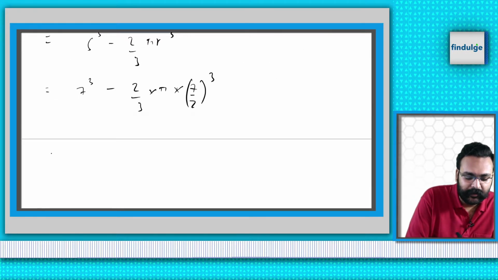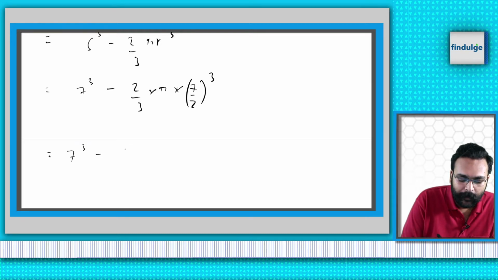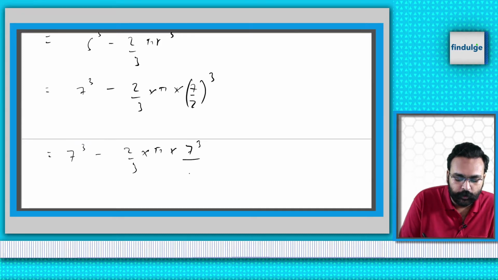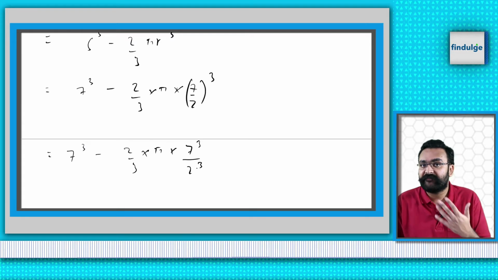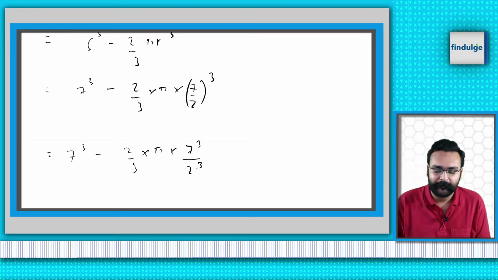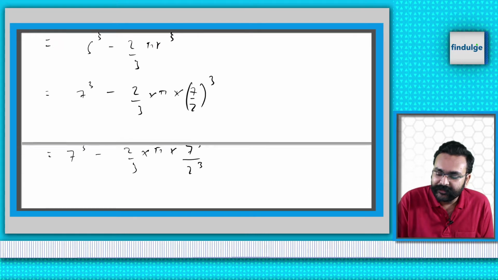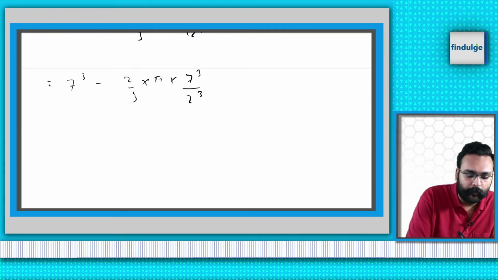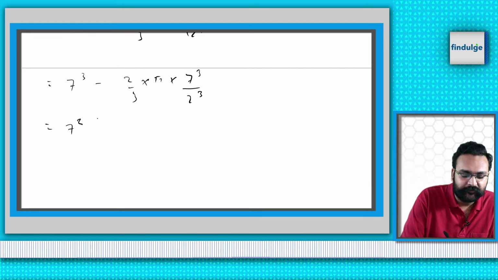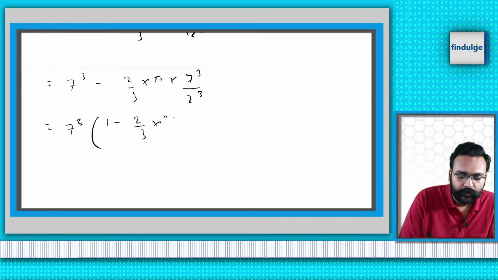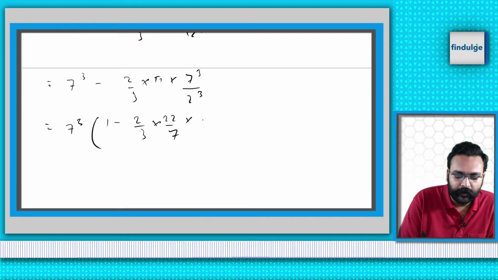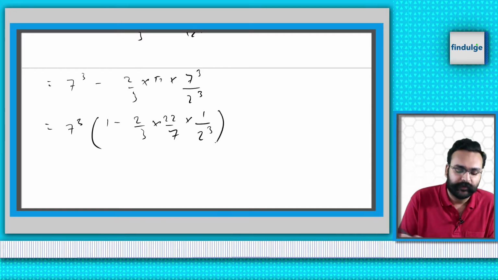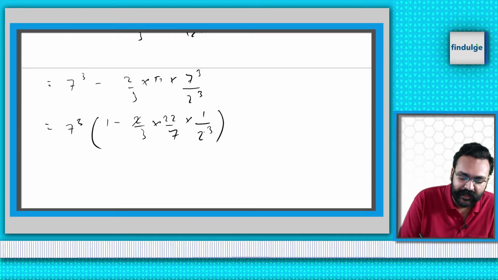This is nothing but, I'm not calculating it right now, 7 cube minus 2/3 into pi into 7 cube upon 2 cube, using properties of exponents. If I have a fraction to a power, I can separate them. So I can actually take 7 cube common. We are left with 1 minus 2/3 into 22/7 into 1/2 cubed. And so we'll calculate this as much as we can.